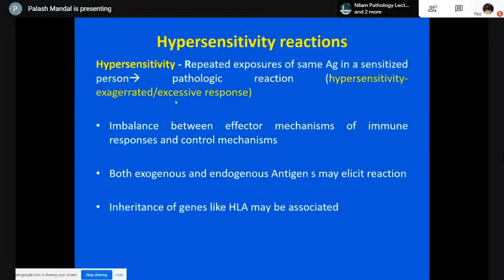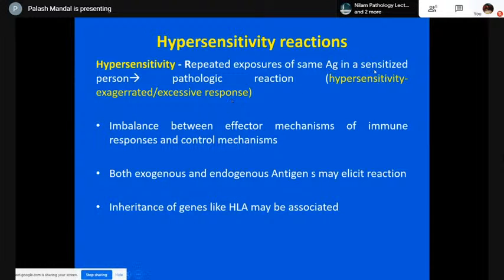So what is the definition? By definition, hypersensitivity is a repeated exposure to the same antigen in a sensitized person leading to a pathologic reaction, or in a way, an exaggerated immune response. There are certain terms. There should be repeat exposure. That means once antigenic exposure has happened, it may have elicited some amount of reaction, but if the same antigen is presented again to the host, there will be an exaggerated response, which is not a normal thing for all people, but in some individuals it happens.